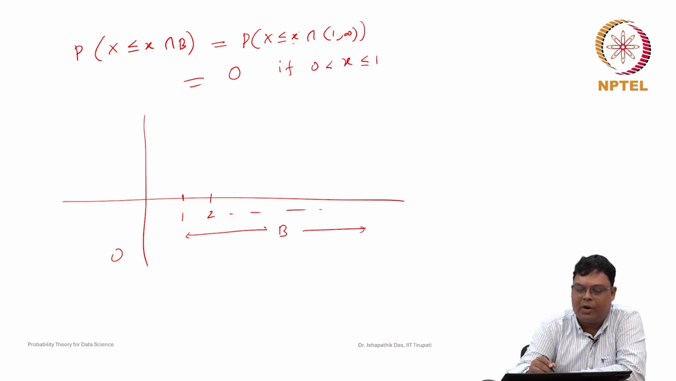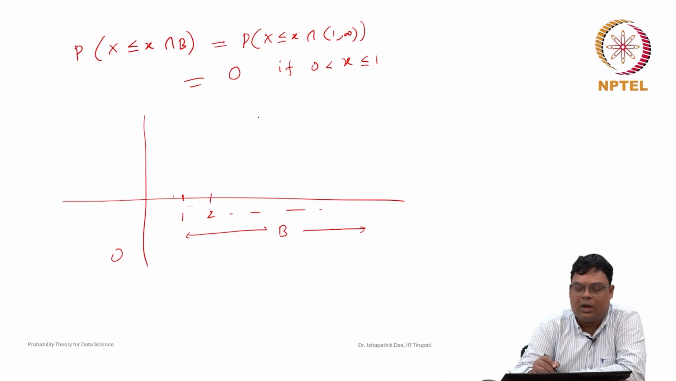Suppose x is 0.5. Then x is here and B is here, so this intersection is phi. For any value of x between 0 to 1, the intersection is just a null set. That is why this probability will be 0.